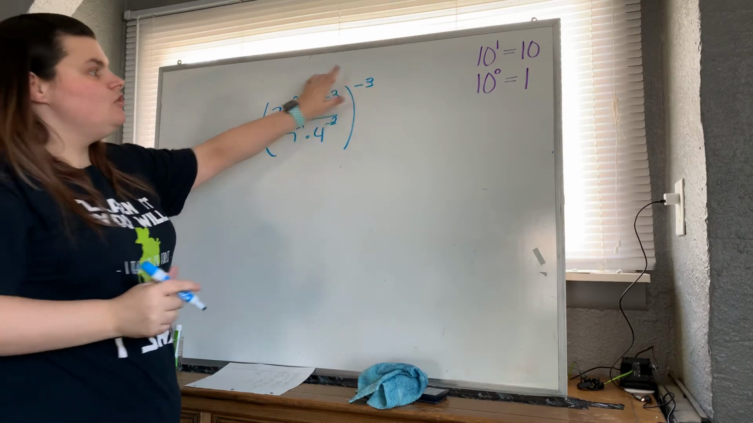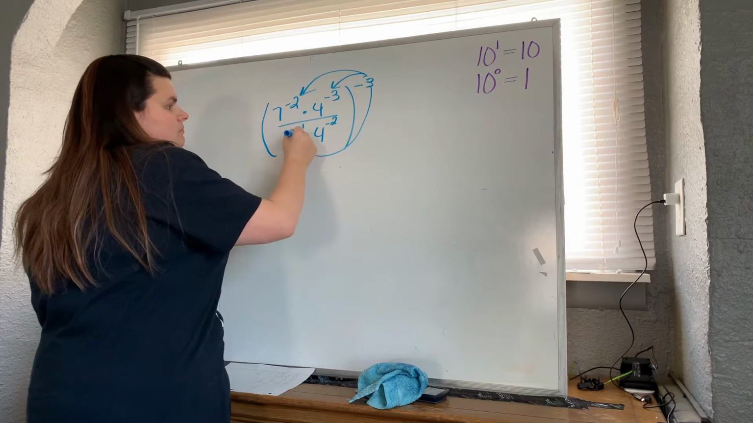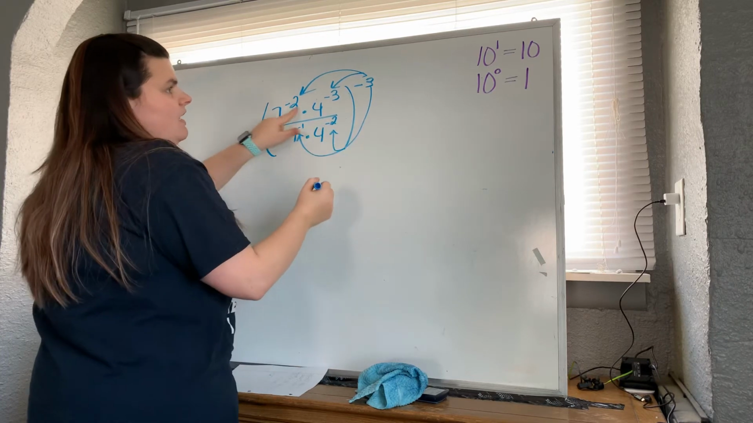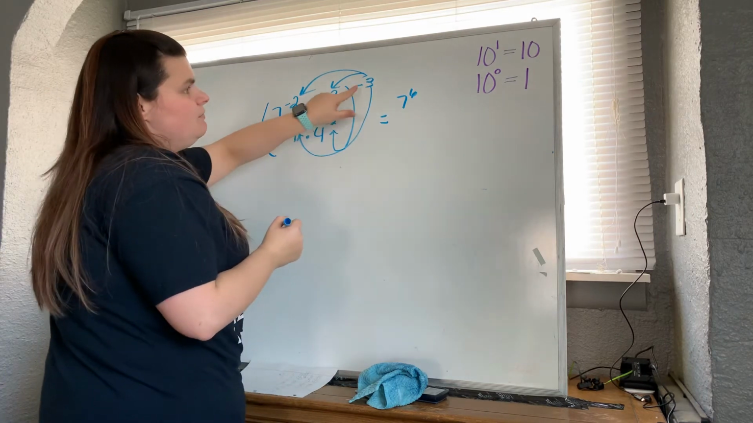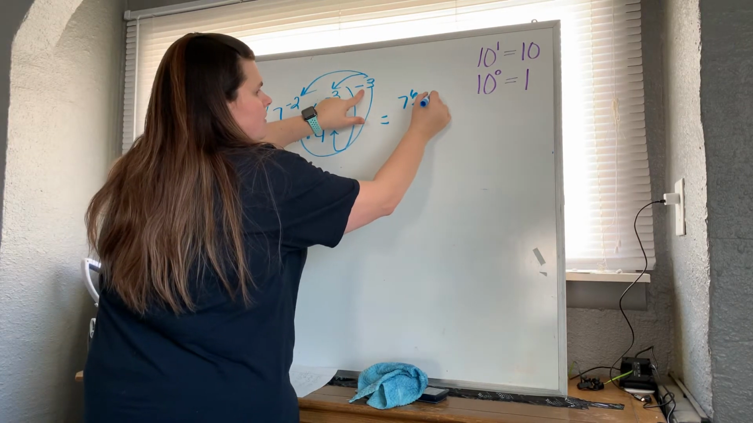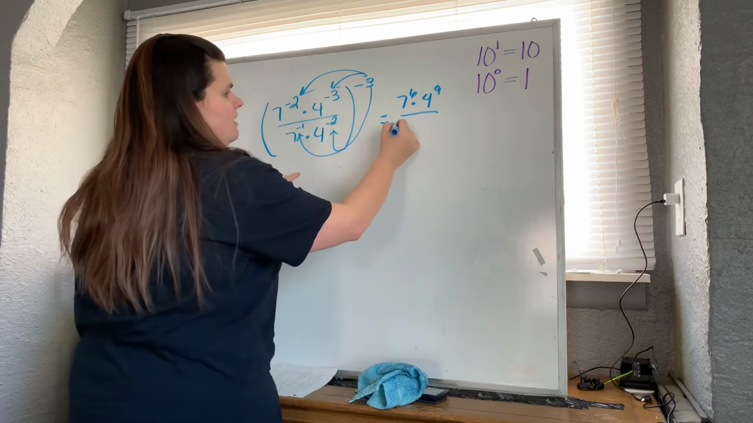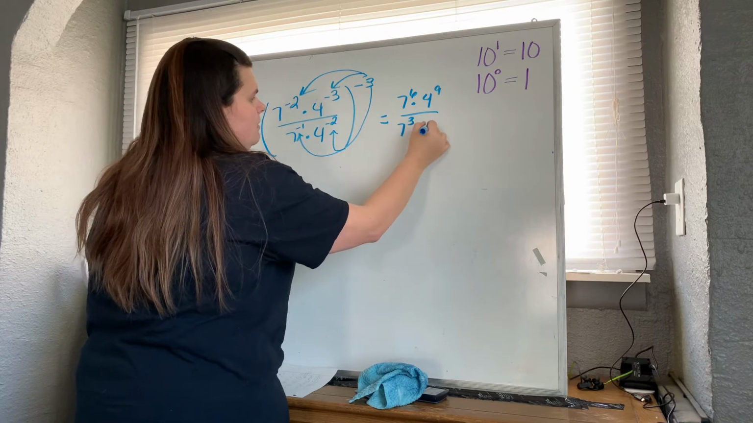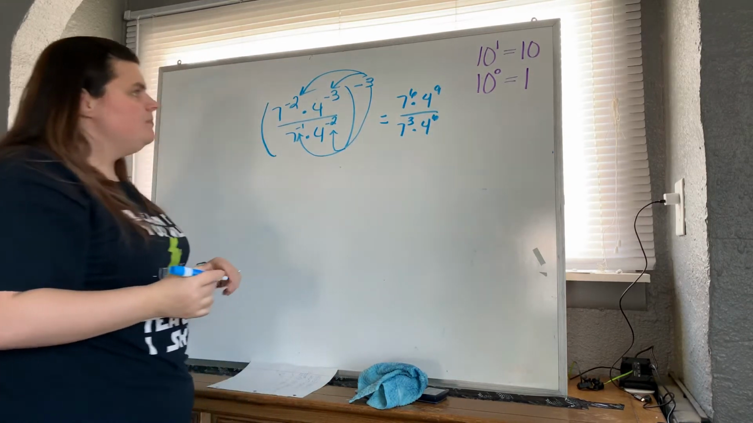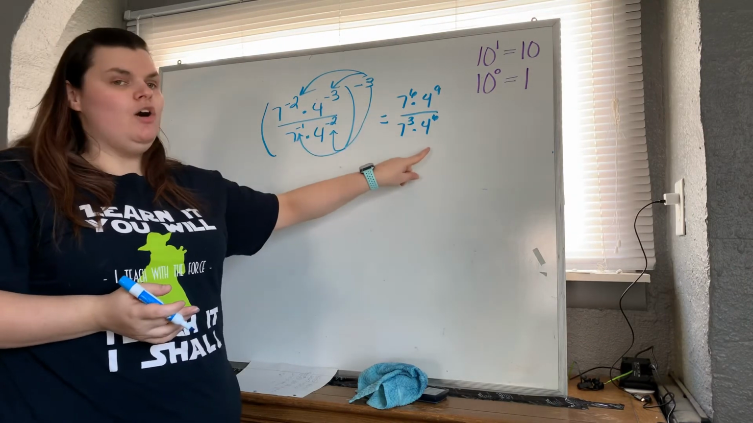This guy has to get distributed, so we're going to bring him to everything inside. Negative 2 times negative 3 is 6. Negative 3 times negative 3 is 9. Negative 1 times negative 3 is 3. And negative 2 times negative 3 is 6. Okay? So that got simplified quite a bit, and notice that it got rid of all my negative exponents.